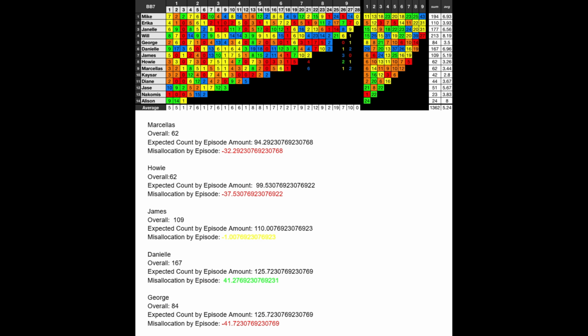James has an overall diary room count of 109. His expected count by episode amount is 110, causing him to only have a negative 1 misallocation, meaning that his distribution for diary rooms is borderline close to perfect.